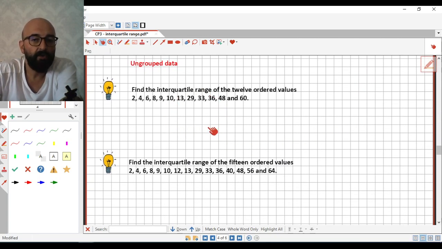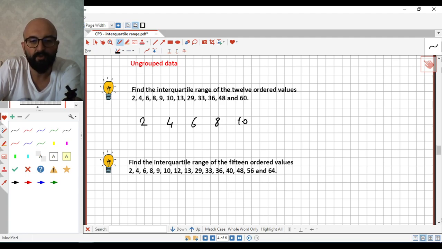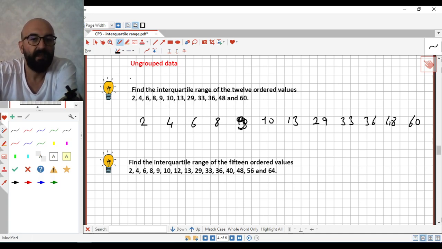We have ungrouped data, and our data values are 2, 4, 6, 8, 9, 9, 10, 13, 29, 32, 36, 48, and 60. We have 12 ordered values, and we want to find the interquartile range.